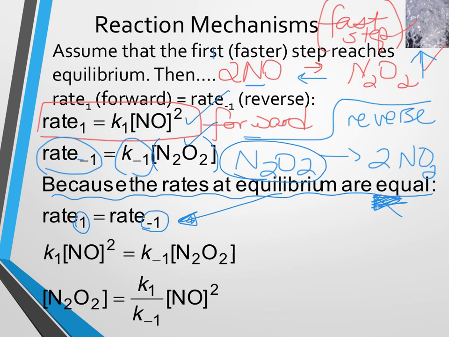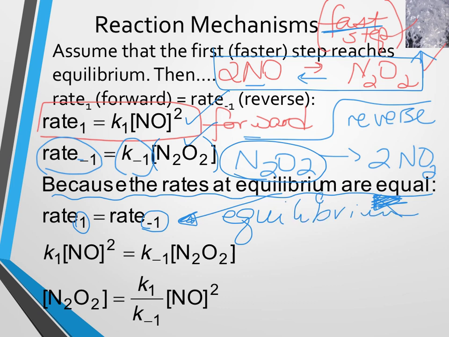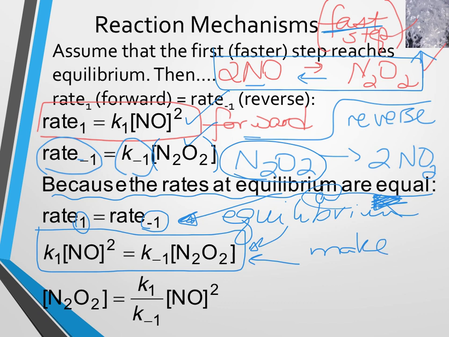And because this first step in the mechanism is fast, we're going to make the assumption that equilibrium is established quickly. We're going to assume that the first fast step is at equilibrium almost right away. So what that means is we can set the rate of the forward reaction equal to the rate of the reverse reaction because we're assuming equilibrium. Doing so allows us to make a substitution and get rid of the intermediate.